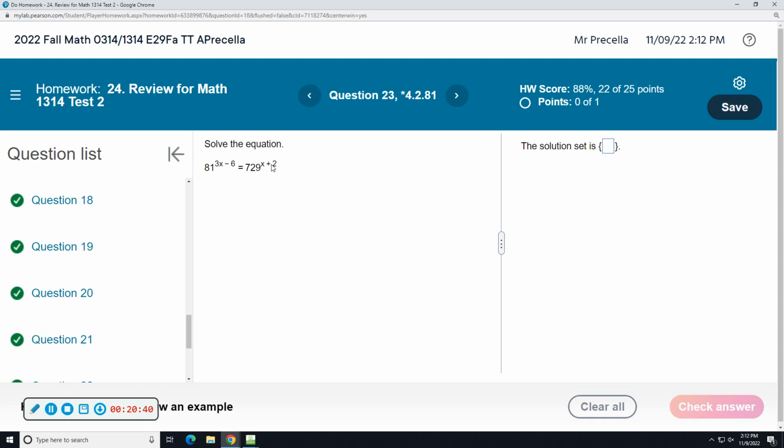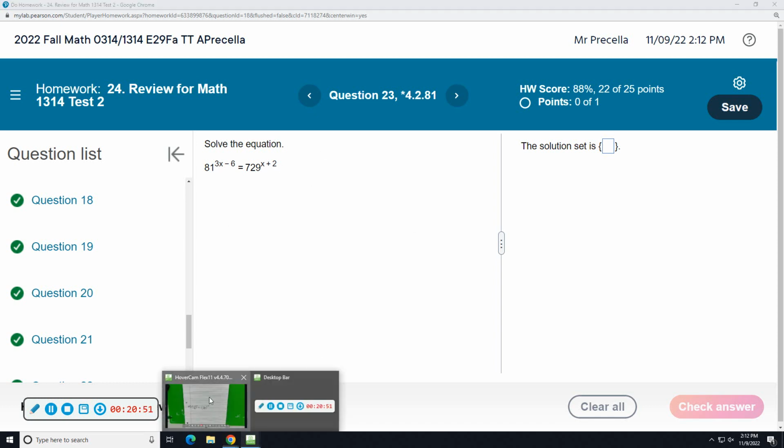Let's make sure I have this written down correctly. 81 to the 3x minus 6 is equal to 729 to the x plus 2. Yes. Switch to my paper.